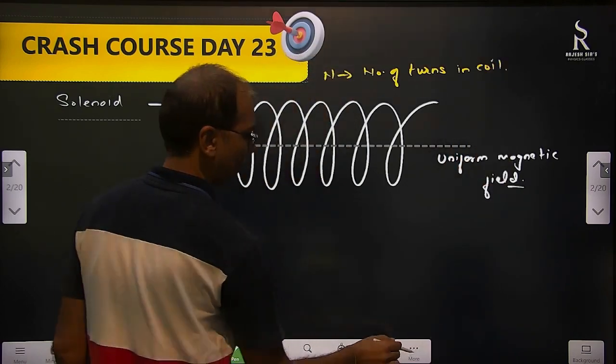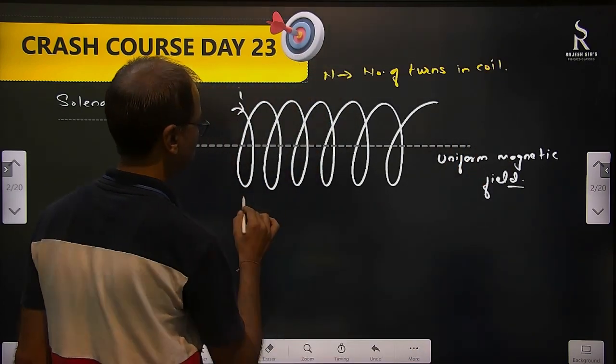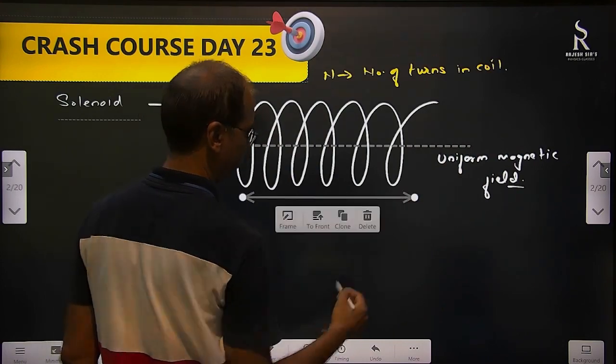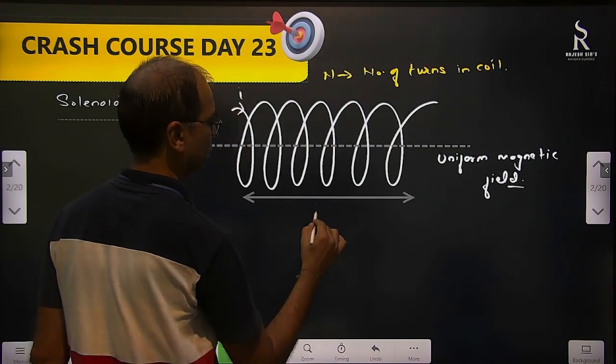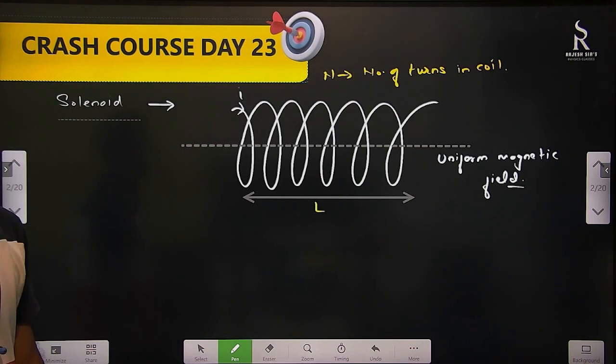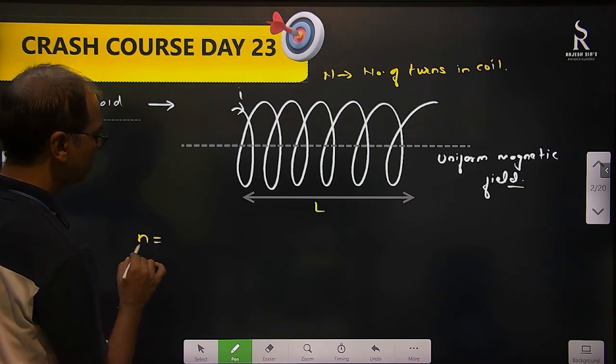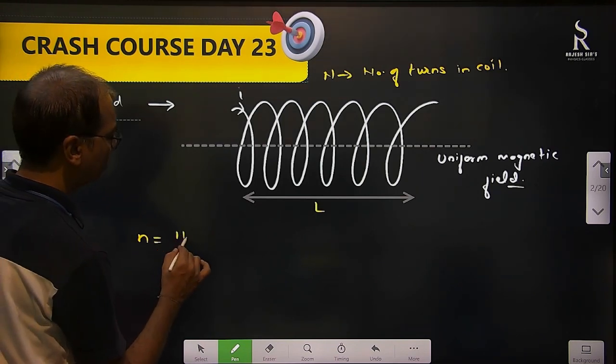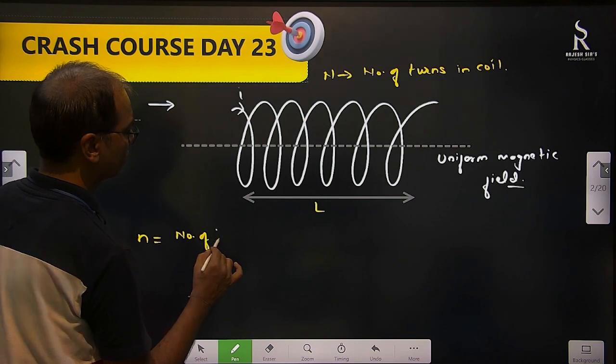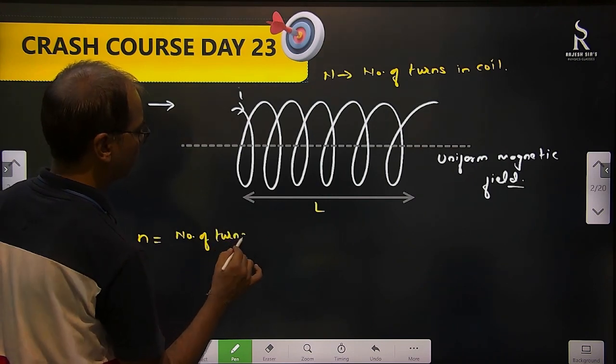And we have its length. Say its length is L. Then we define a number density, we call it small n, which is number of turns per unit length. Number of turns per unit length.